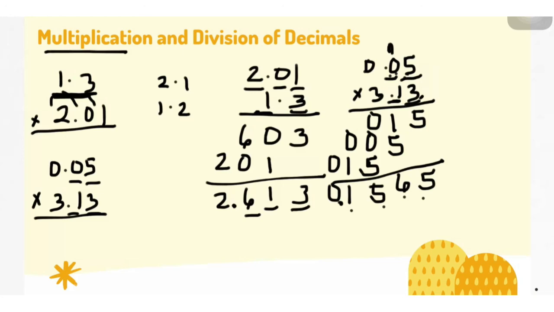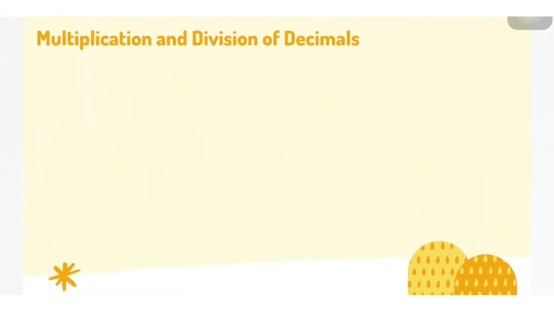Okay. So, ang final answer natin is 0.1565. Or, we have 0 and 1,565 10,000ths. Okay. Next is division of decimals. Okay. For example, we have 20.13 divided by 2.5.